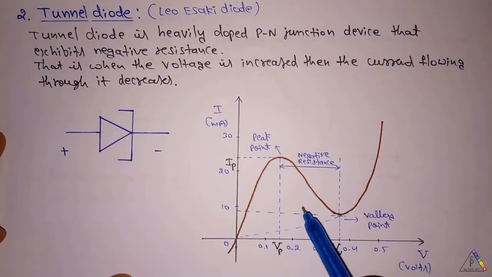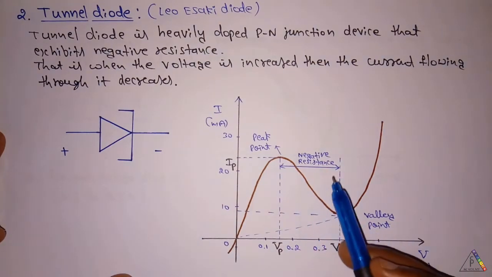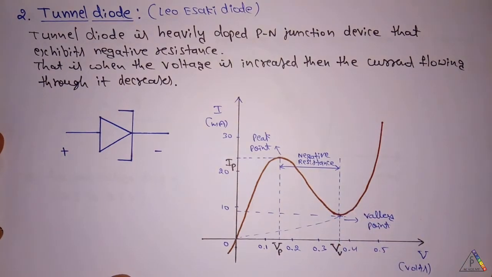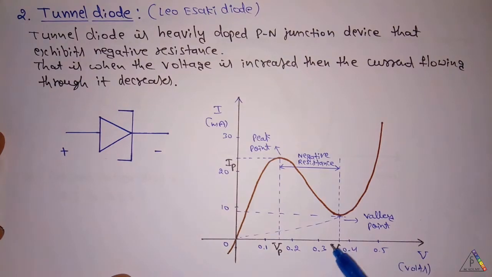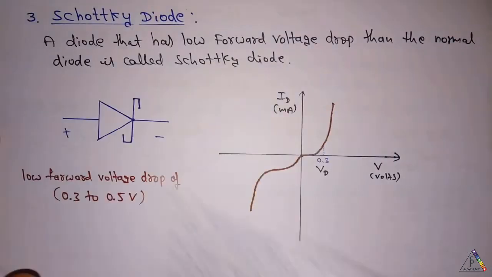This region of operation shows the negative resistance, which represents the tunnel diode, and up to the valley point VV, there is an increase in current for the increase in voltage. As we can observe here, after the valley point, for voltages beyond the valley voltage, this tunnel diode acts as a normal diode.